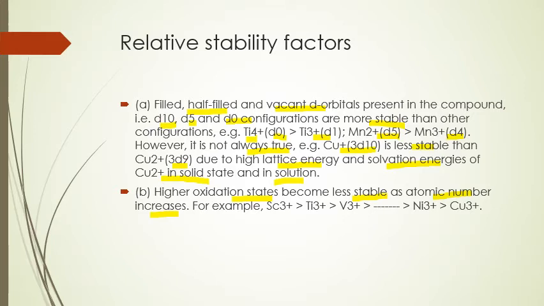So let's see here: scandium, titanium, vanadium. The atomic number goes on increasing from left to right in the period: scandium, titanium, vanadium, chromium, manganese. So as the atomic number increases, the oxidation states go on becoming less stable, even if they are higher oxidation states. By increasing the atomic number, their stability decreases.